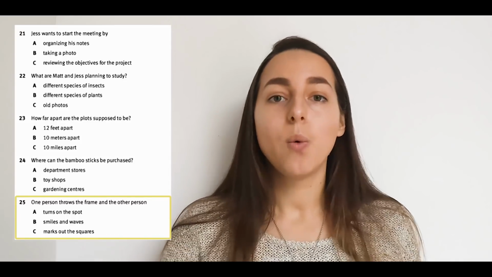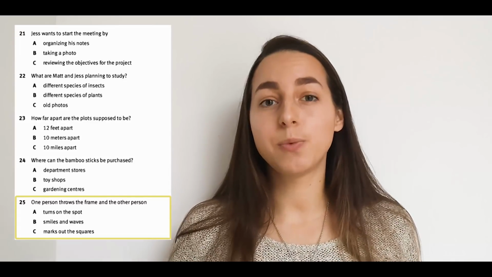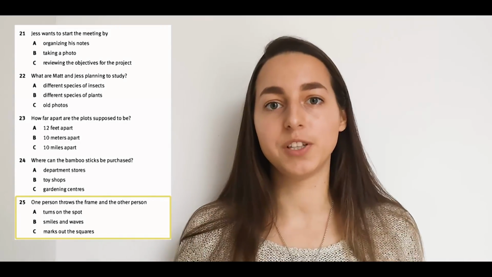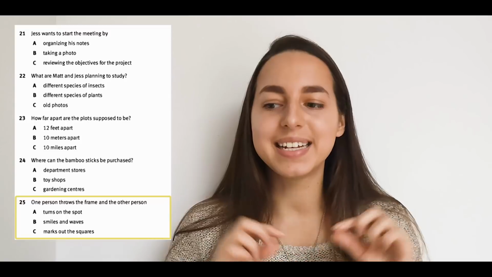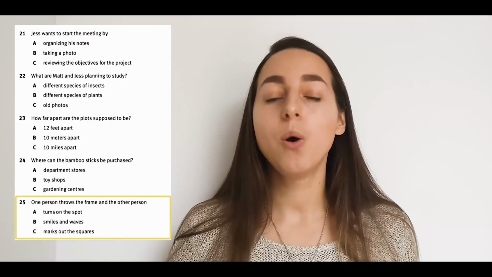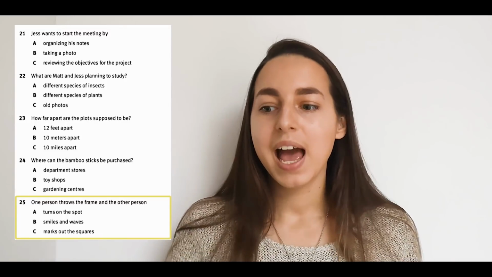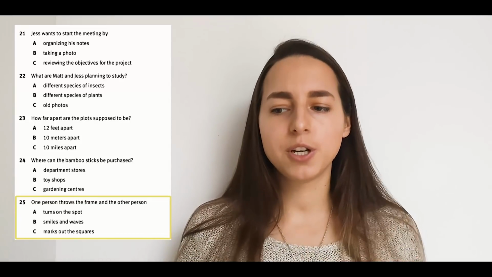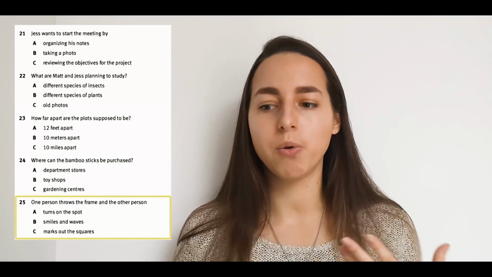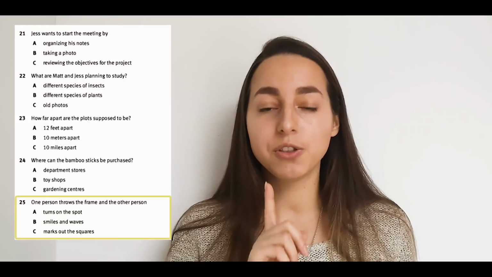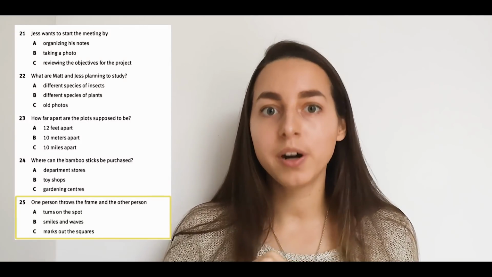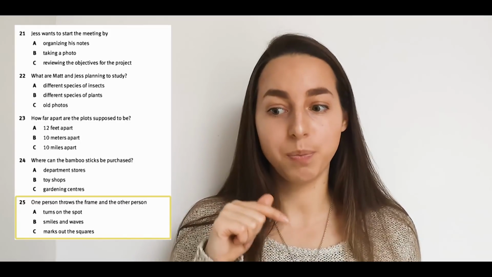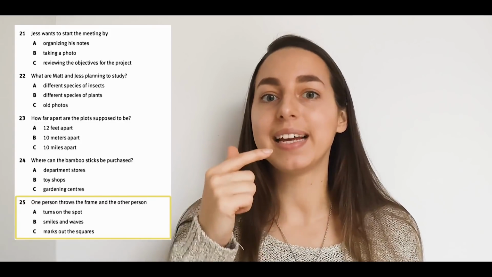And yes, indeed, when you are listening, Matthew says that one person stands right in the middle of the chosen area and throws the frame. The other person uses a tape to mark out the square where the frame landed. And then he goes on saying, and returns the frame to the thrower. The thrower then turns a few degrees on the spot. The thrower turns a few degrees on the spot and throws it again.